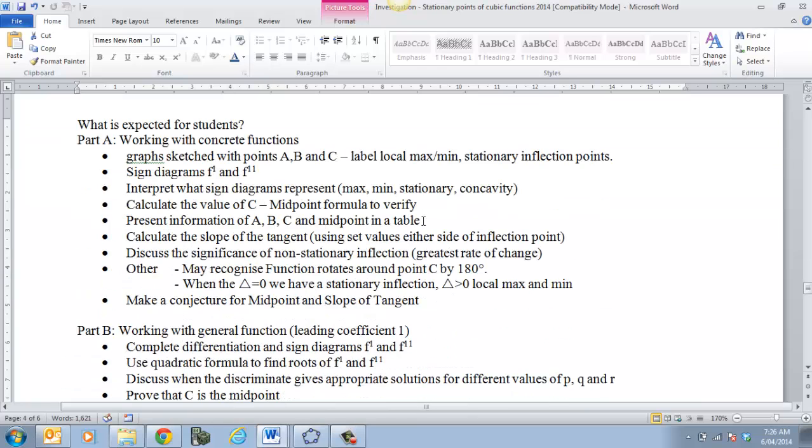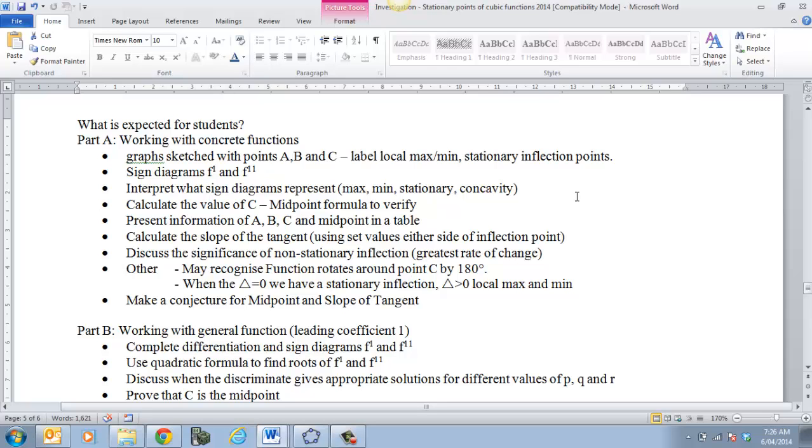Now, one of the things I do when I mark this is I have my little cheat sheet, what I'm looking for, so what I expect from students. So in part A, this is what I'm expecting you to do. Graph sketch with points A, B, C or G put on there. So I expect you to label your max, min, stationary and inflection points. I would expect to see a sign diagram for your first and second derivatives. I do expect to see that you would interpret the sign diagram, so telling me about the max, min, stationary points, the concavity of those points.